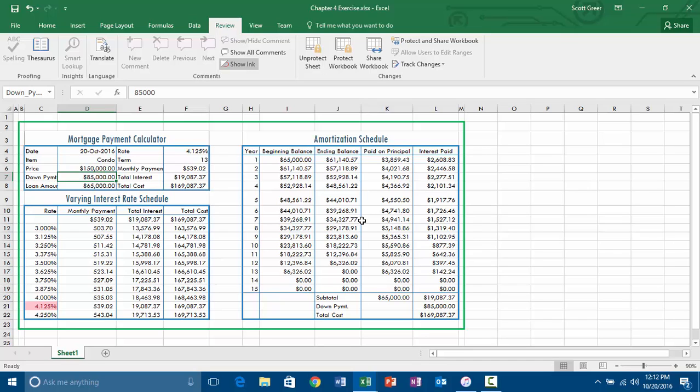Okay. Another thing to do here. We can actually hide spreadsheets. So right now we only have one spreadsheet. Let's go ahead and put down there what it's called. Let's rename this to Mortgage Payment Calculator.